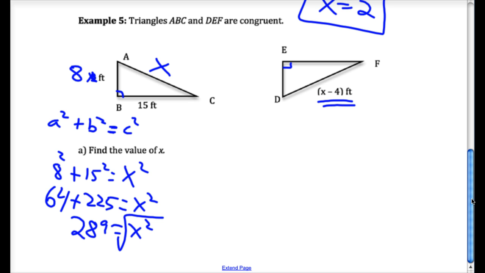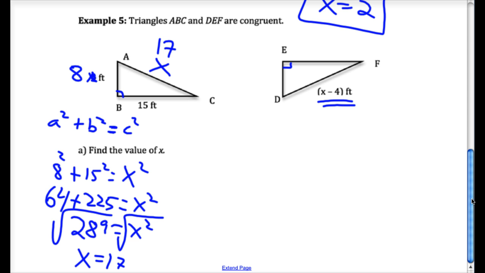Believe it or not, 289 is a perfect square. Don't forget, guys, to take the square root of both sides step. Put the little square root symbol on both sides. That makes x squared become x. What's the square root of 289? 17. Now, we know that AC is 17. Now we can write an equation. Who's got it? Burke, what equation would we write to figure out the value of x?